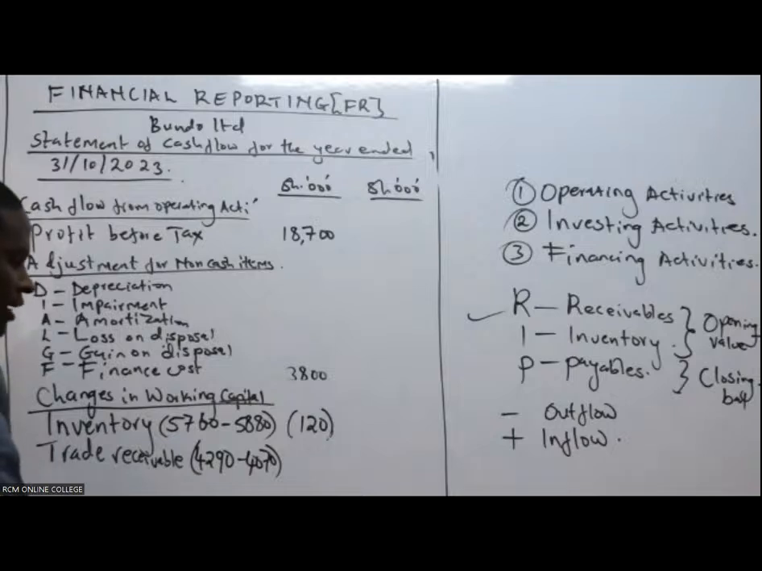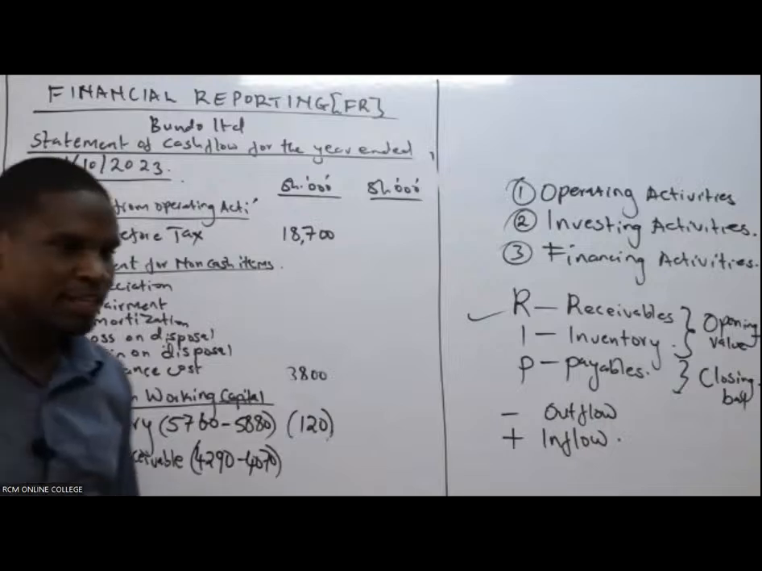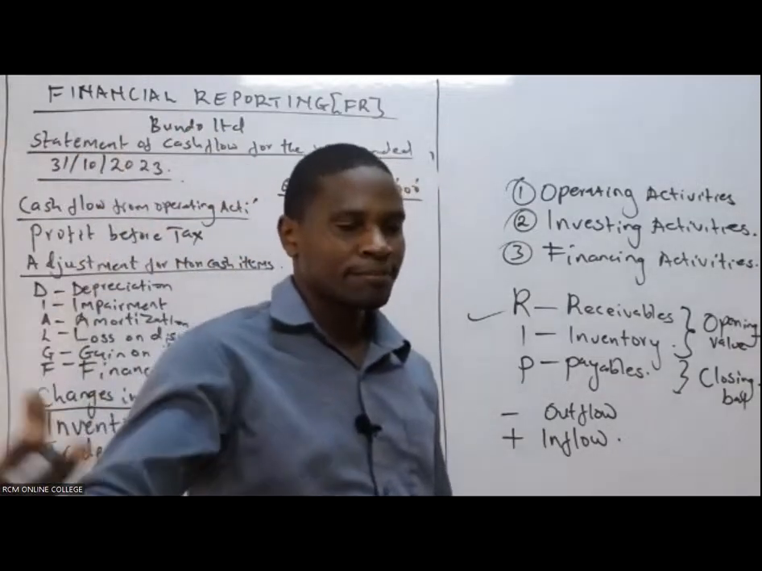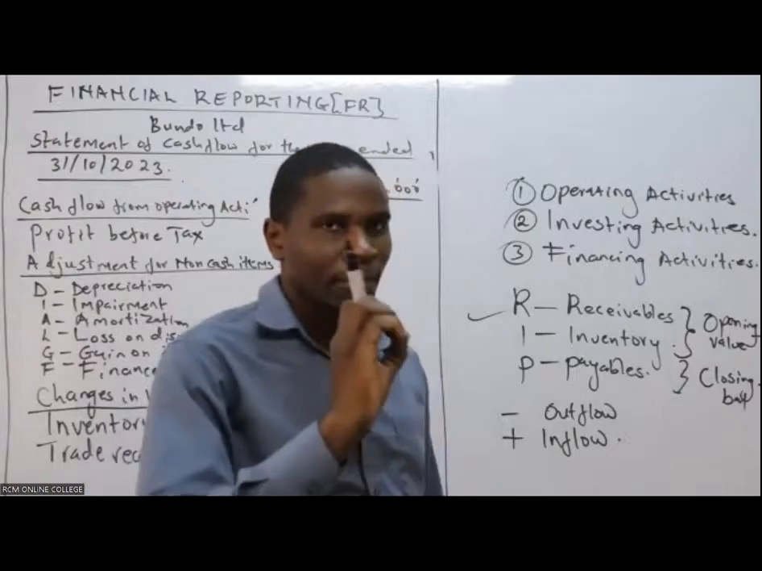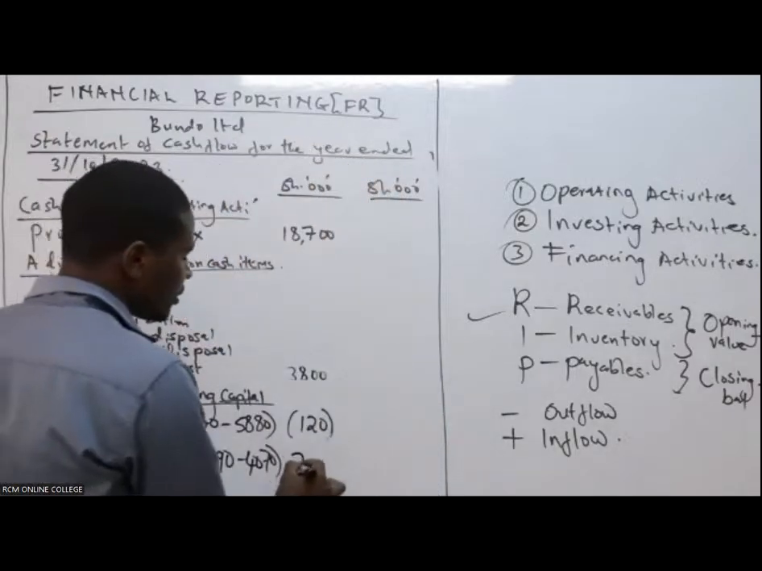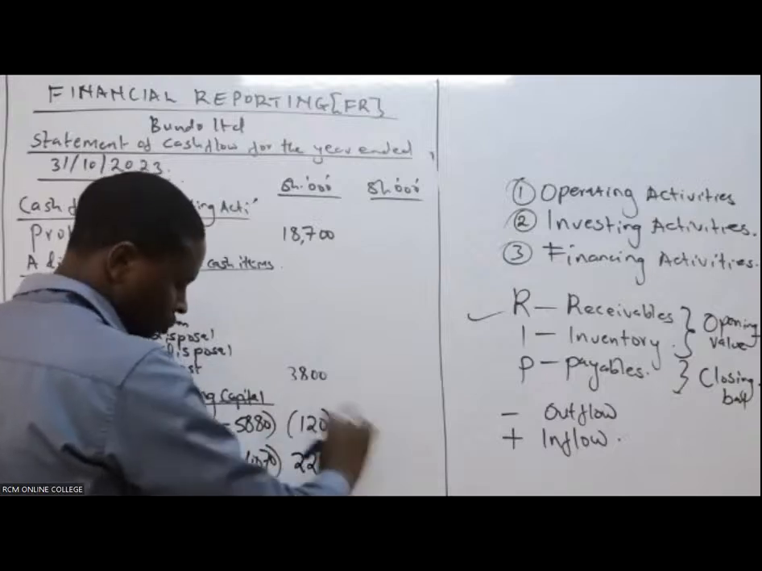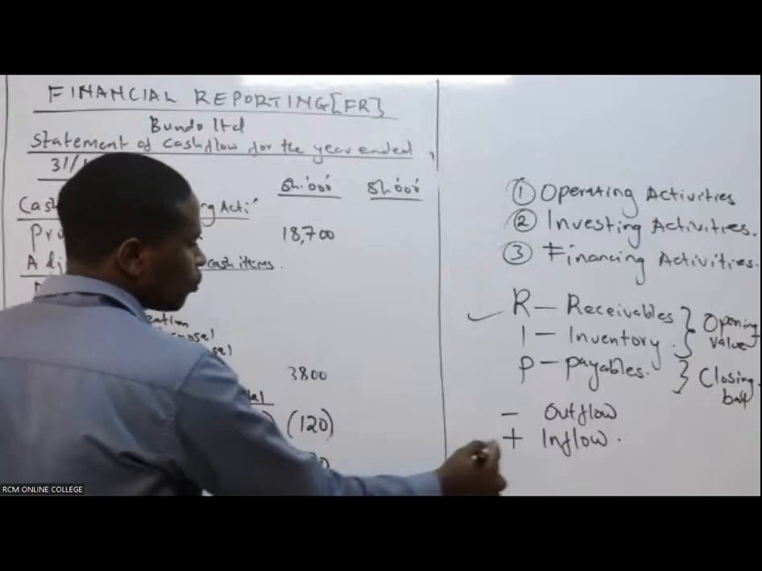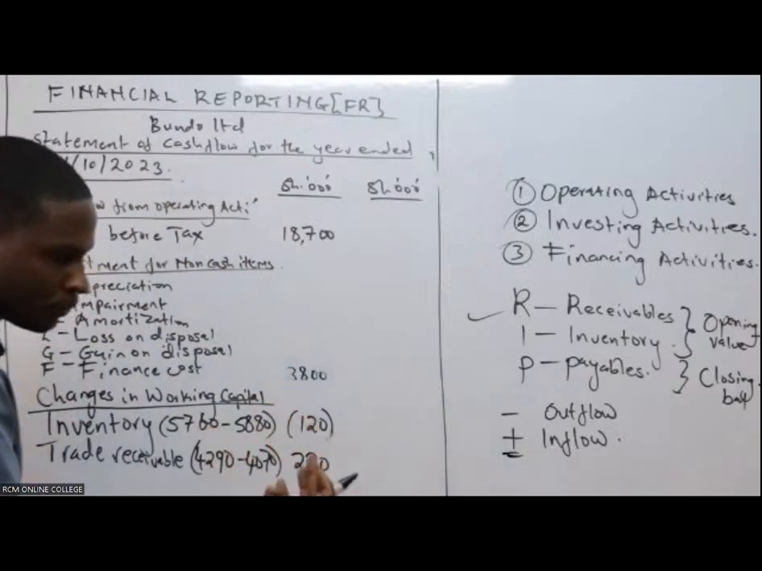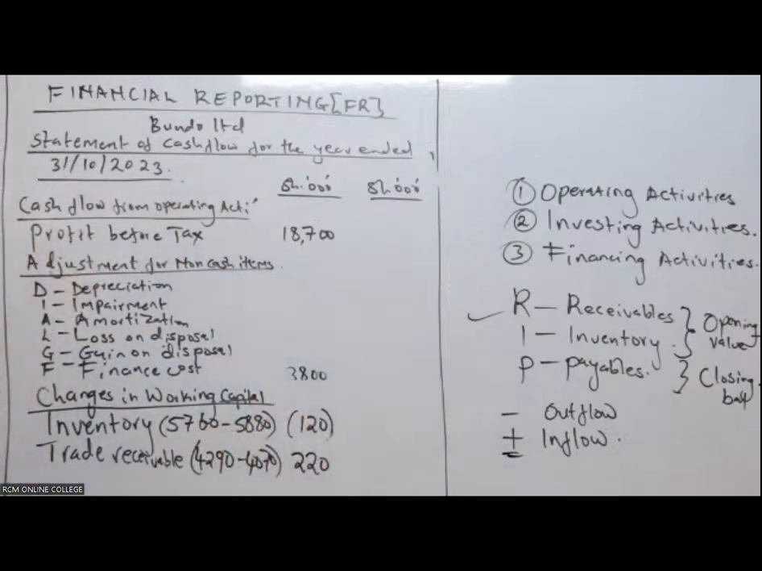4290 minus 4070. Sio? Nipatie hiyo difference. Najua it's a positive. That means those people who owed us, they paid us an amount equivalent to what you are giving me there, 220, and therefore this is an inflow. So don't put a bracket, just put it because it's an addition to our cash. Then we go to the last one.